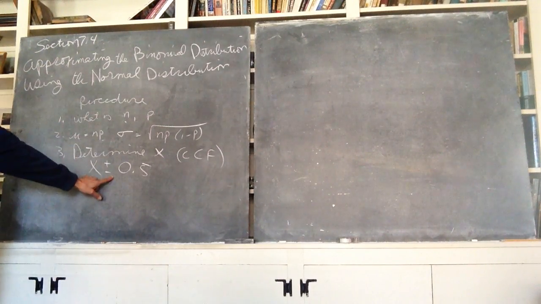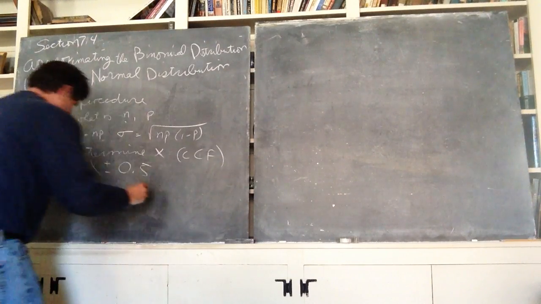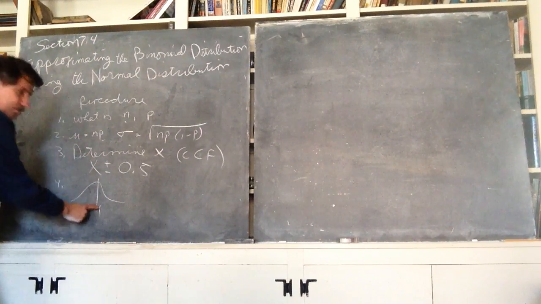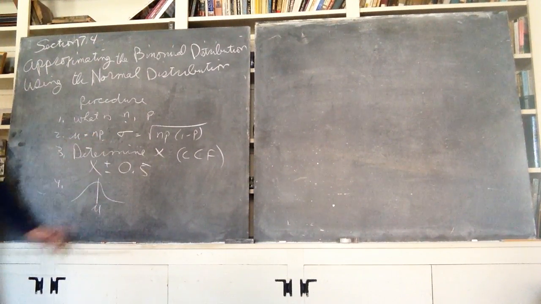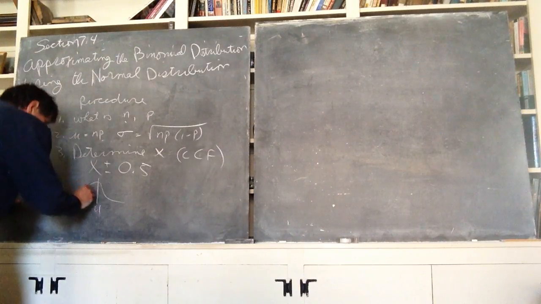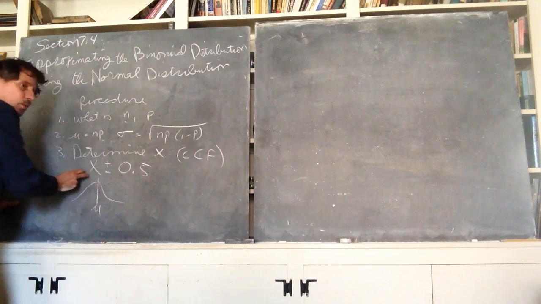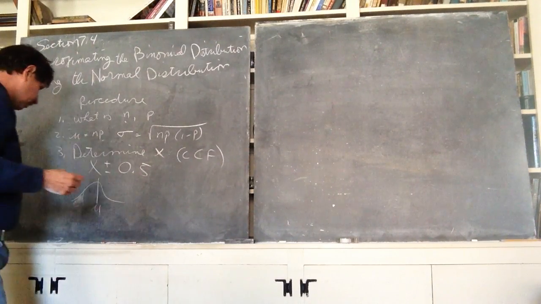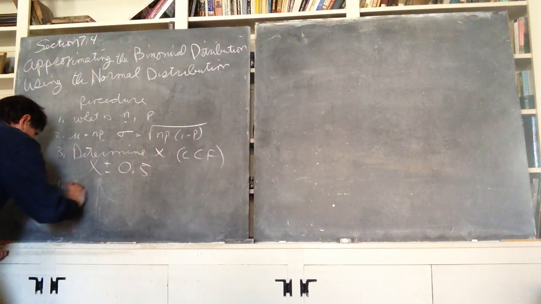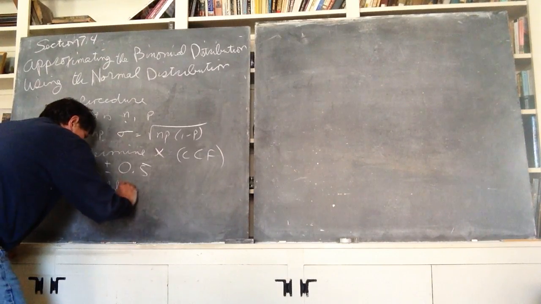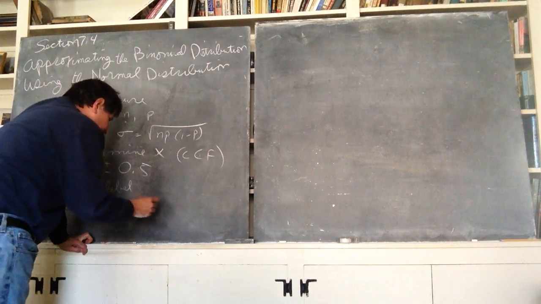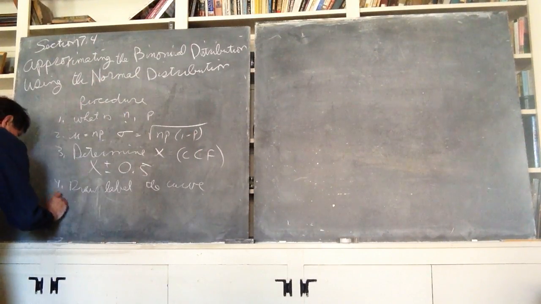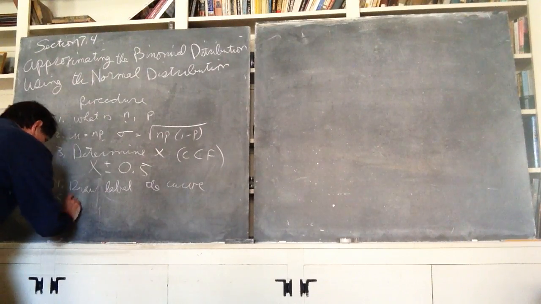Once you have X, then you draw the curve. Here is the mean. This is NP. If the mean is 100, 100 goes there. And then X is depending on greater than or less than, and you're going to color it in somehow. Draw and label the curve, and shade. 5. Then you get a Z value.